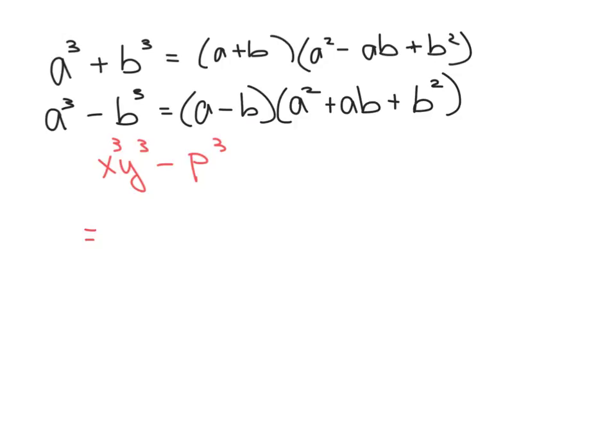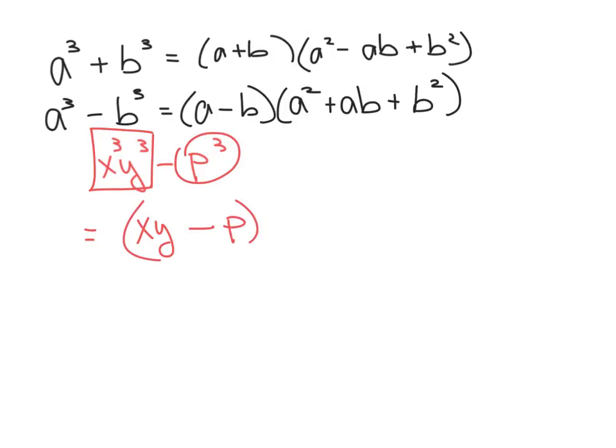So I take the cubed root of everything here. My cubed root would be x, y. Cubed root of x cubed is x. Cubed root of y cubed is y. Then I take the cubed root of p cubed. And then I make this go. I do not even look at this anymore. We're just going to look at this here.